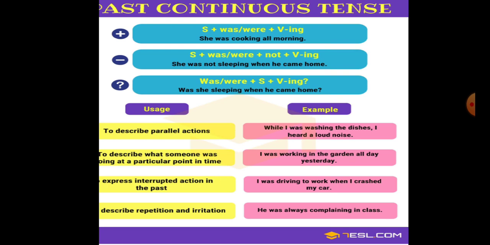We use past continuous tense to describe parallel actions, to describe what someone was doing at a particular point in time, to express interrupted action in the past, and to describe repetition and irritation.